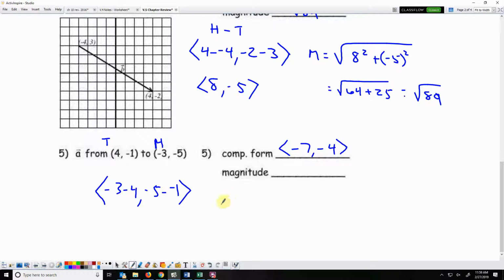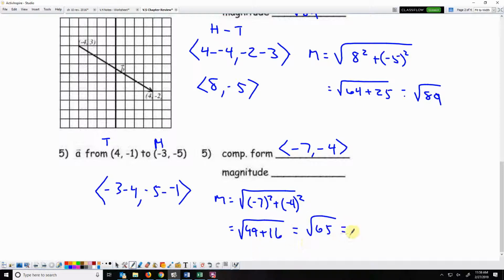Okay, so the magnitude is the square root of negative 7 squared plus negative 4 squared, which is the square root of 49 plus 16. That's the square root of 65. 65 is 5 times 13, and neither of those are square numbers. No square numbers go into either of those, so the square root of 65 is the simplest form.